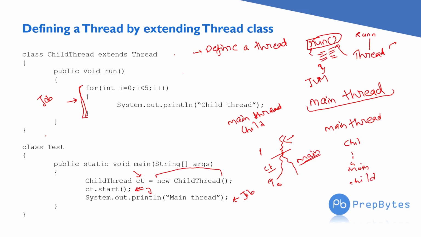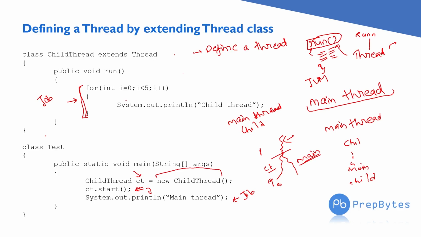This is due to the thread scheduler. We will learn about the thread scheduler. What it is doing is scheduling the threads one by one. It is giving time to the main thread and also to the child thread, and it seems that both the threads are working simultaneously.